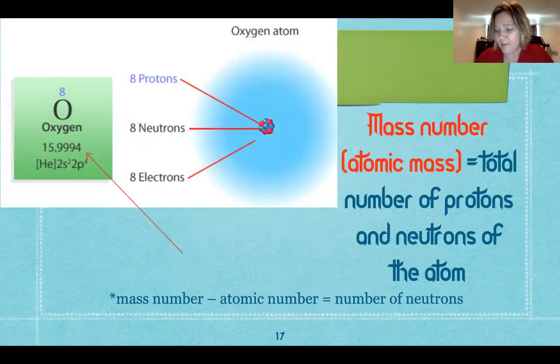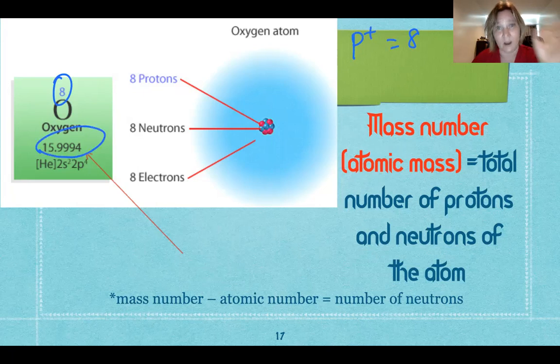We have an atomic number of 8. So protons, I'll just use a P with a plus to represent protons. That's 8. Now, mass number minus atomic number equals the number of neutrons. Because it's a decimal, I'm going to round it up. So that's 16. 16 minus 8 is 8. And I put a 0 next to the N to indicate a neutral charge.